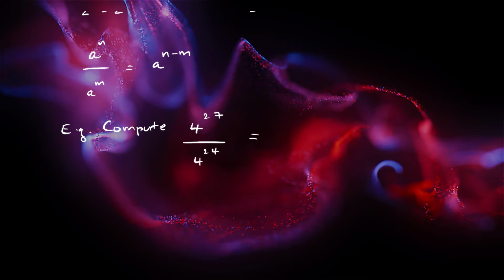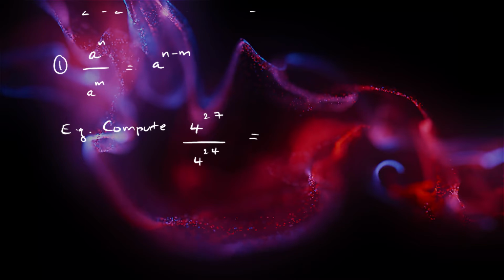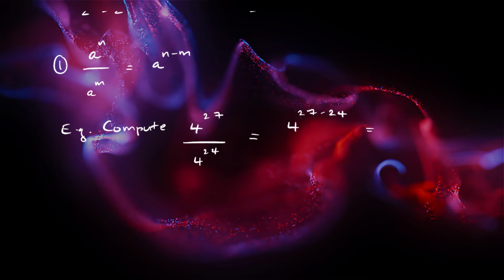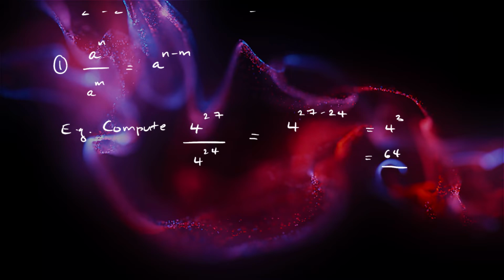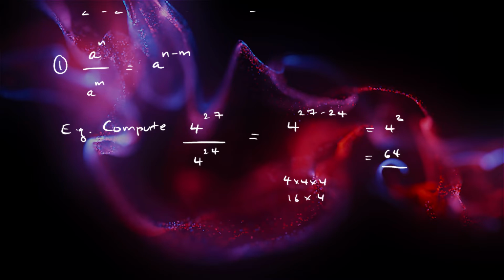Because our bases are the same, we can use our first quotient rule. So that's going to give us 4 to the power of 27 minus 24, which is going to give me 4 to the power of 3. Now 4 to the power of 3 is equal to 64. And just as a reminder, that is 4 times 4 times 4, so that's 16 times 4, which gives us 64 as required.